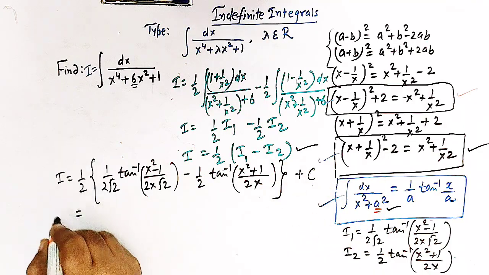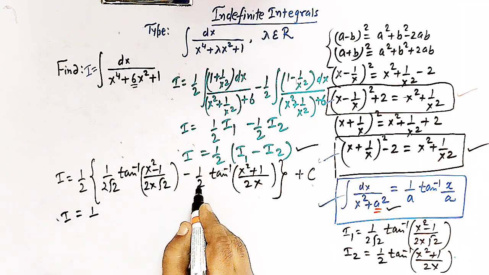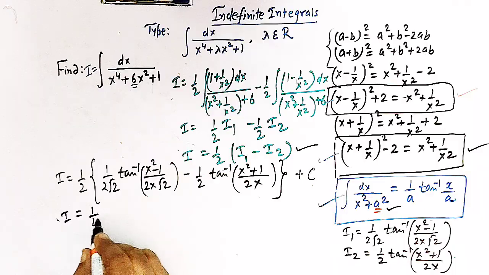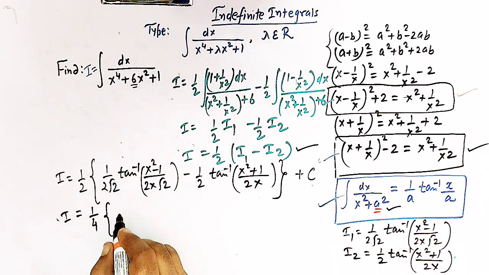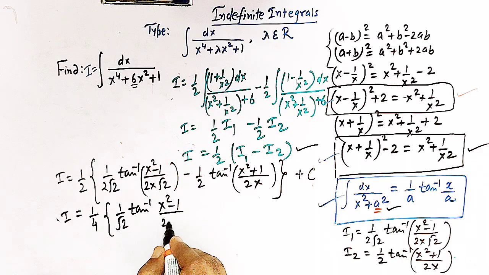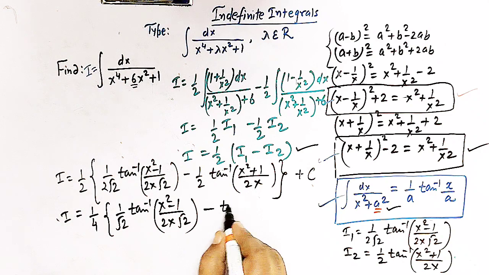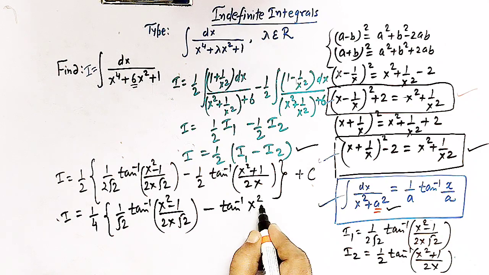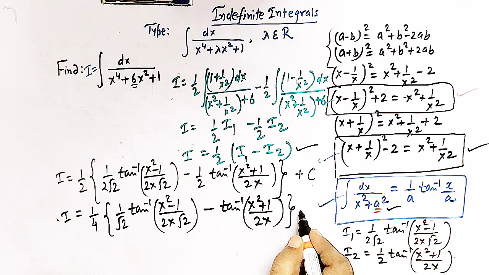So now I can further be written as we can take half common. So we can write 1 over 4 multiplying half and half, so we have 1 over 4, and here we have 1 over square root of 2, tan inverse x square minus 1 over 2x root 2, and here we have simply tan inverse x square plus 1 over 2x, and C is the constant of integration.